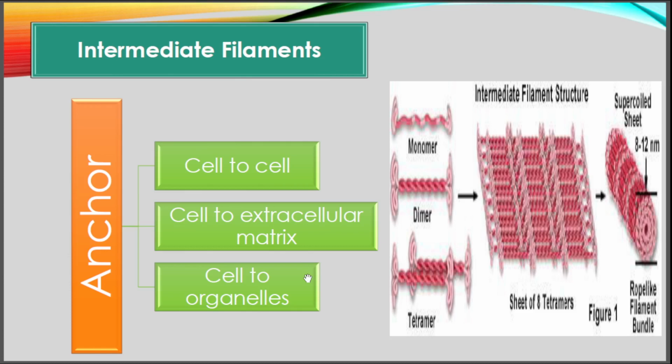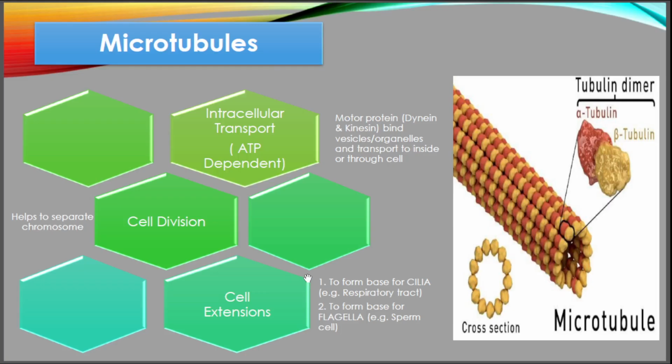So next we have the microtubules. These microtubules are responsible for the structure of the cell. Their function is to act as an intracellular transporter, which is ATP dependent. They have motor proteins, dyneins and kinesins, which bind with the organelles and transport the materials inside the cell.